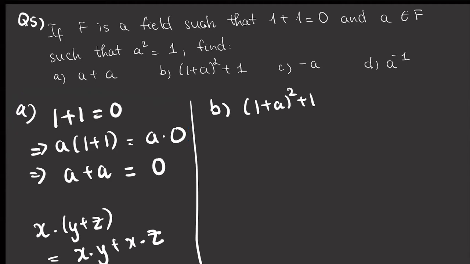Substitute A squared equal to 1. Okay, but how do we get A squared? It is (1 plus A) squared. Can you explain A again? Yes, so we are given 1 plus 1 equal to 0, so I started with it. And then I multiply A to both sides, right? And then I expand it out using this law, like A times 1 is A, plus A times 1 is A. And on the right hand side, A times 0 is 0. So A plus A equals 0.